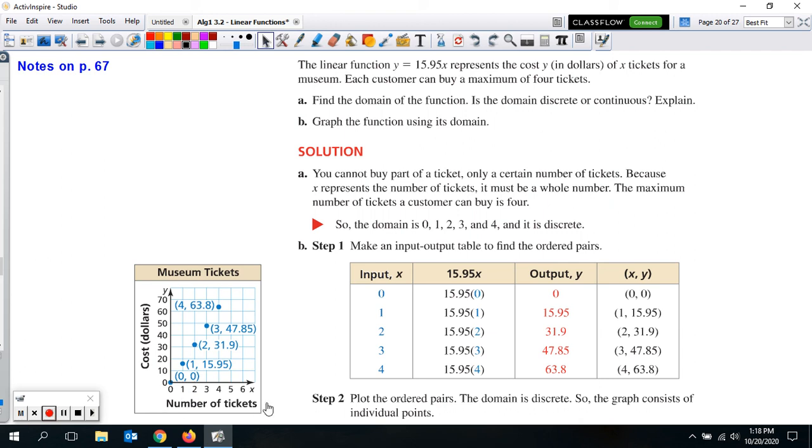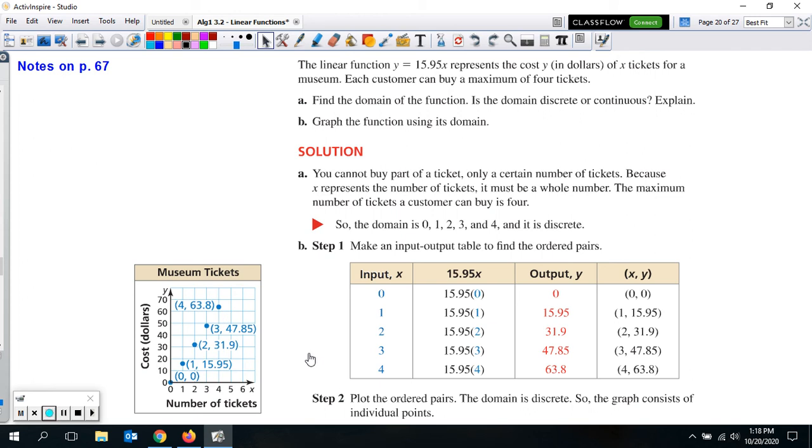So the number of tickets are the x's, and that's what it says. X represents the number of tickets, y represents the cost in dollars. And so you have 0 through 6 here on our x-axis, and then 0 up to 70, 80 for the y-axis. And you just plot these points. 0, 0. You buy 0 tickets, you pay 0. You buy 1, you pay $15.95. You go over here, you buy 2, you pay $31.90. It shows just a little bit above there. And so you're just going to plot the points just like that.